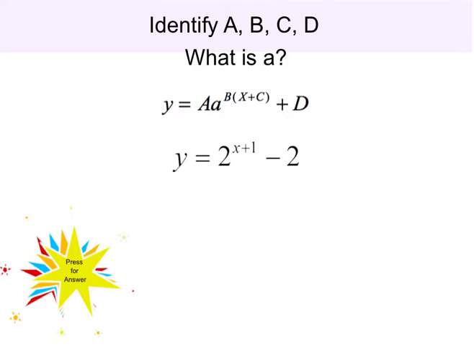I want you to look at this function, and I want you to identify what a, b, c, and d are. Press pause, and when you're ready to see the answer again, press play. So a is 1. It is the number that's in front of this 2. B is 1. It's the number in front of the x. C is 1. I'm adding 1 to x, and D is -2. My base on my exponential function is 2.